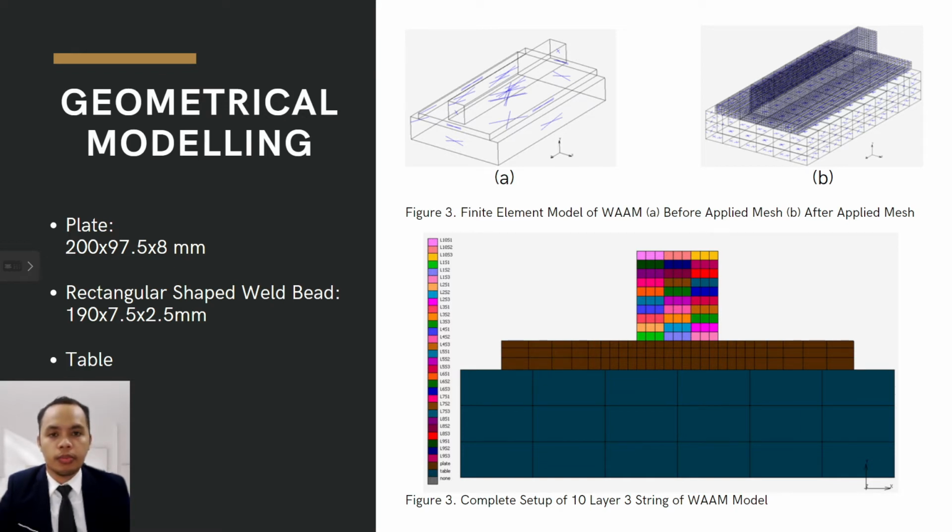For the rectangular shape weld bead, the dimensions are 190 mm length, 7.5 mm width, and 2.5 mm thickness for each string, where the model is set for 10 layers with a 3-string model. A complete deformation of the finished component can only be achieved once the fabricated part has cooled down completely to ambient temperature, and all clamps and supports have been removed.